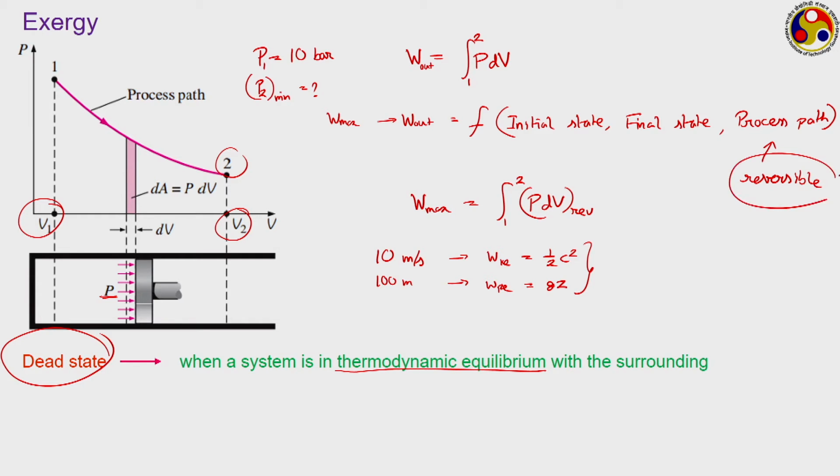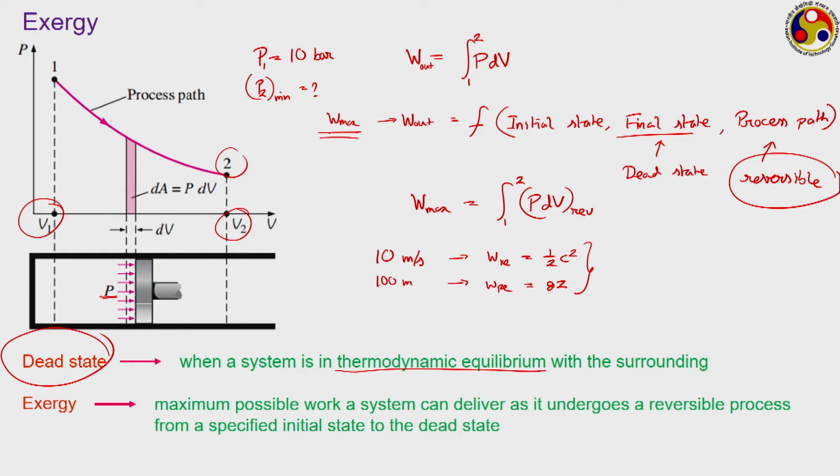When the process path that has been followed is a reversible one, and secondly the final state is the dead state or the state of the surrounding. Then, corresponding to the initial state, you have harnessed the maximum possible work output from the system, and that is what we define as the exergy. Exergy refers to the maximum possible work a system can deliver as it undergoes a reversible process from a specified initial state to a final state, or we can say this is the exergy of the system at that specified initial state. Corresponding to every state point, the system can have exergy.